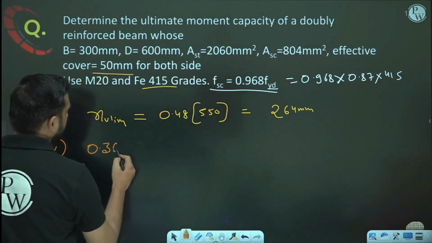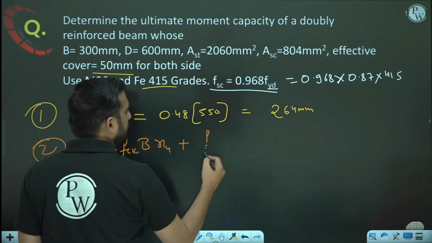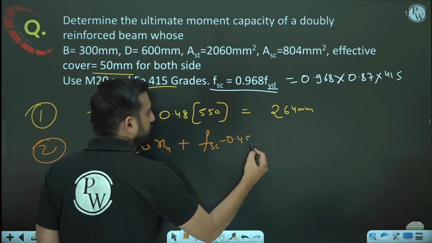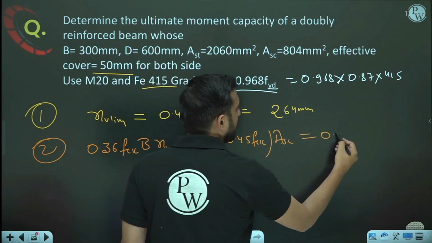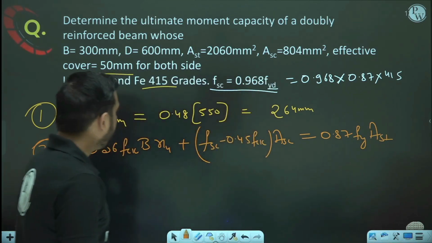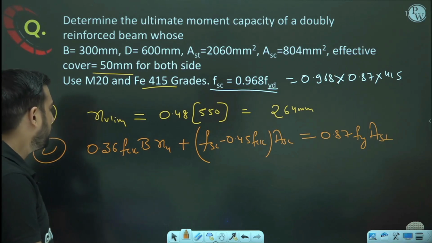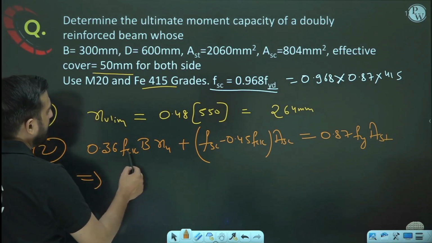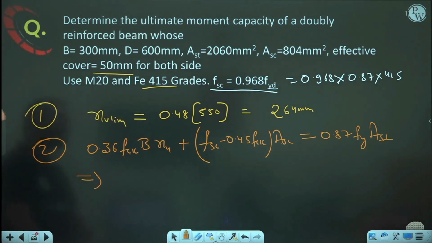0.36 FCK B into XU, plus the second component, FSC minus 0.45 FCK into ASC, is going to equate with the net tensile force, which is 0.87 Fy into AST. So my dear friend, in this particular question, AST, ASC, FSC, everything is given to you. So if we substitute the value of FCK as 20, B as 300, XU you need to find, FSC is also given to you, and 0.45 FCK, and ASC is again given, FI is given, AST is given.